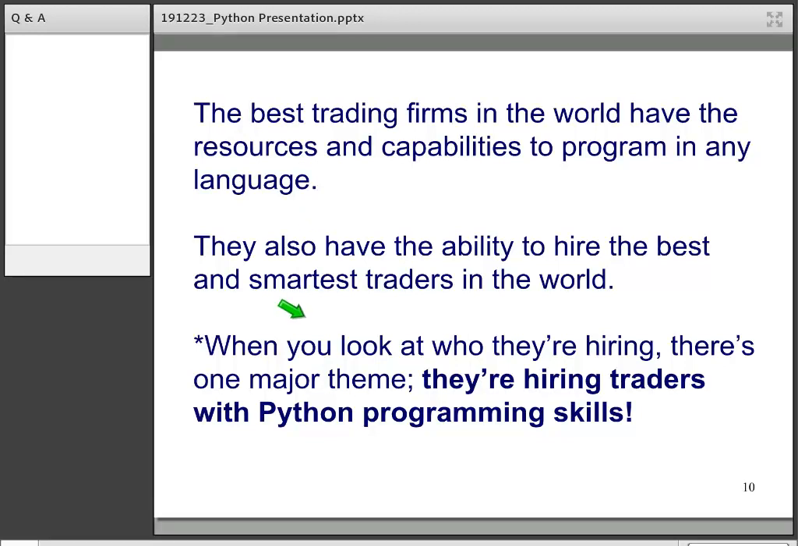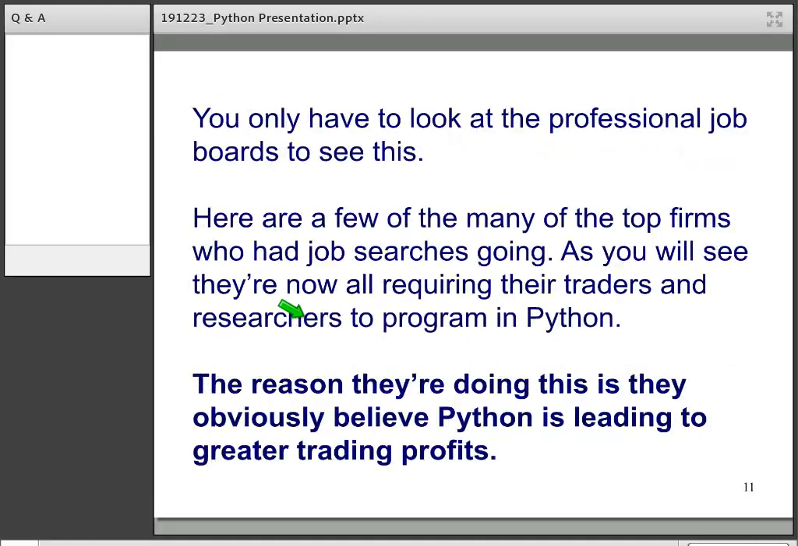When you look at who they're hiring, this has become more and more prevalent. We saw this at the beginning of 2019, and now as we head towards the end of the year and into 2020, this has accelerated. The hiring process has accelerated for people with Python backgrounds. There's one major theme: they're hiring traders with Python programming skills.